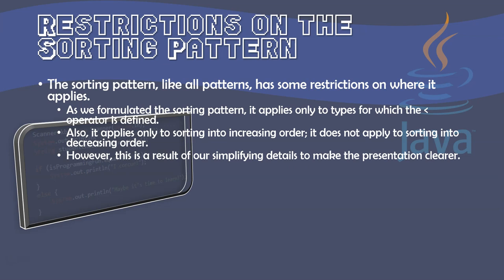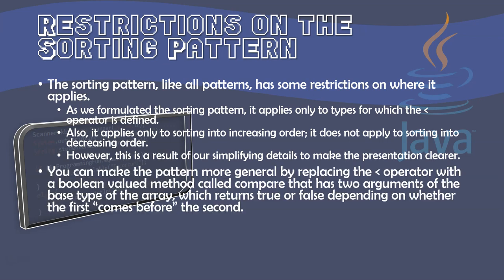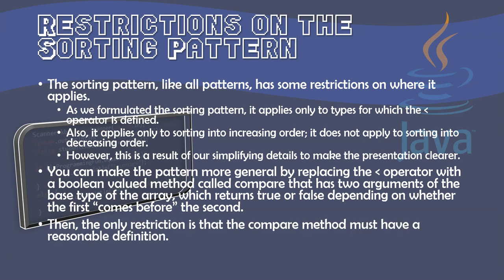However, all this that we talk about is just a result of us simplifying details in order to make the presentation clear. You can make the pattern much more general by, for example, replacing the less than operator with a Boolean method called compare, which has two arguments of the base type of the array, such as string, and returns true or false depending on whether or not first comes before second. Then, if we think about it that way, the only restriction is that the compare method must have a reasonable definition for how it's going to operate.